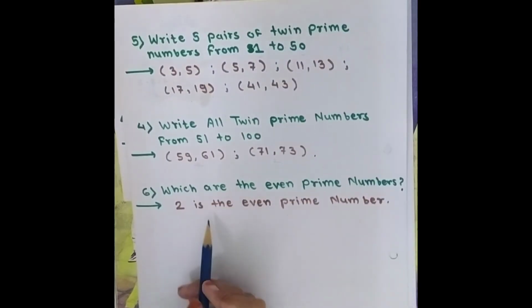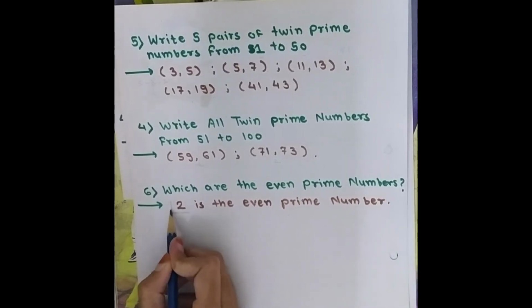Now the next question is, which is the even prime number? 2 is the only even prime number.